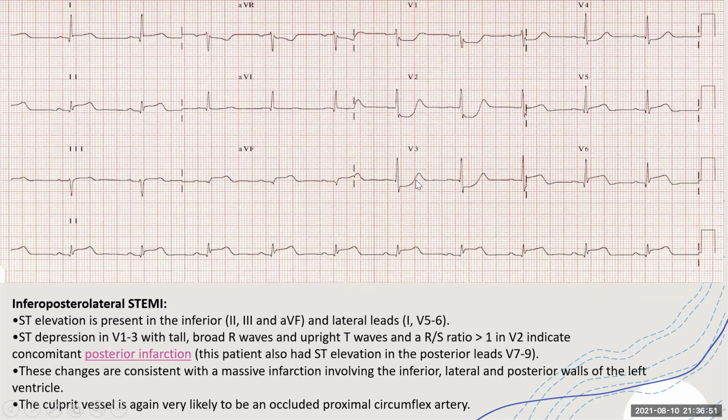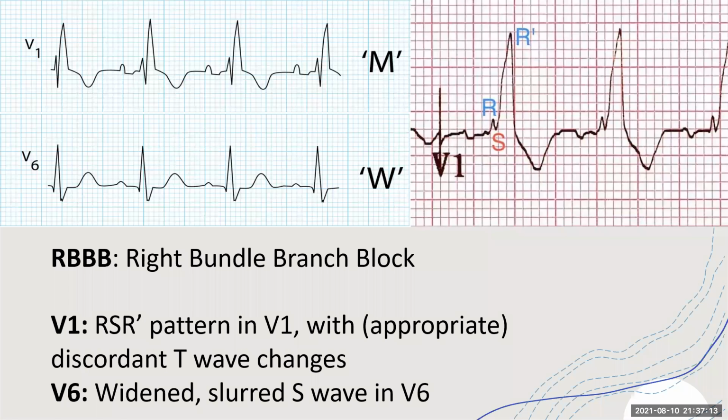So this is ST depression. In V1 to V3, there is ST depression, and in leads 2, 3, aVF, lead 1, and V5, V6. If there is ST elevation, we can say it's inferior, posterior, lateral ST elevation MI. When the proximal circumflex artery is involved, that's the main culprit causing this inferior posterior lateral MI.